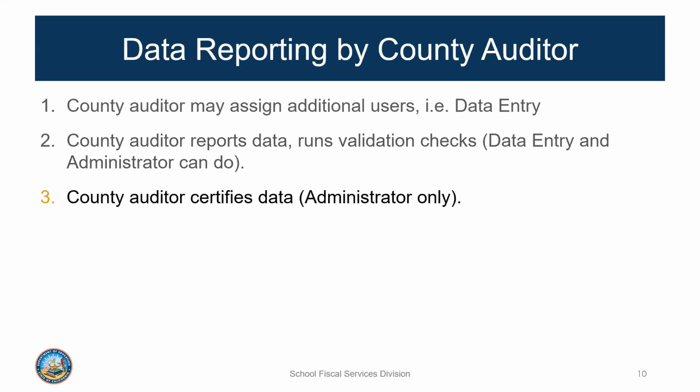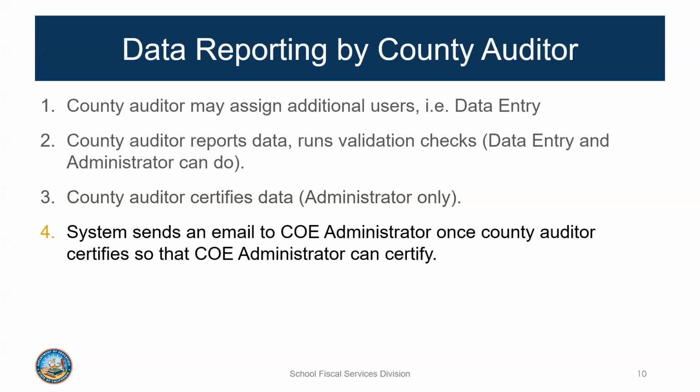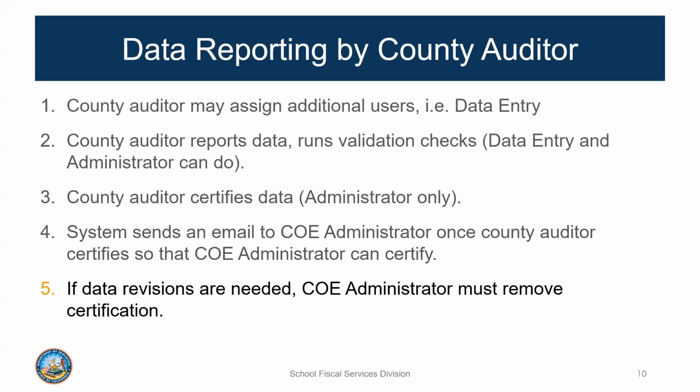The county auditor administrator will certify the data. The system should send an email to the COE administrator once the county auditor certifies so that the COE administrator can certify. And if data revisions are needed, the COE administrator must remove certification. That would unlock the screen and the county auditor could make changes if those are needed.